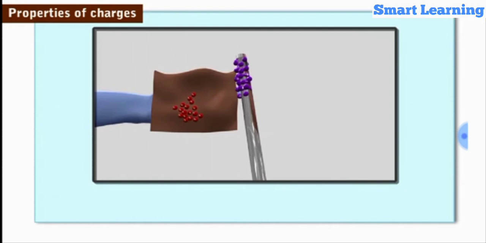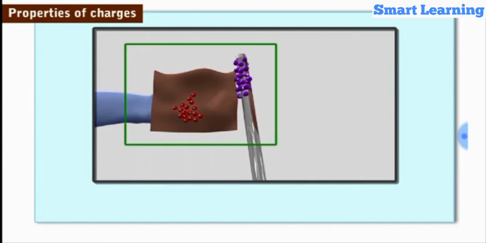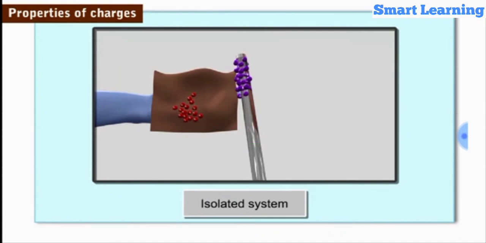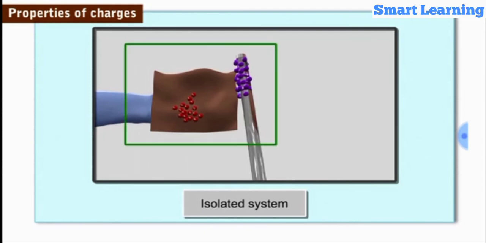If we consider the glass rod and silk cloth as an isolated system, then the total charge of this system before and after rubbing remains the same. Therefore, we can conclude that the total charge of an isolated system is always conserved.